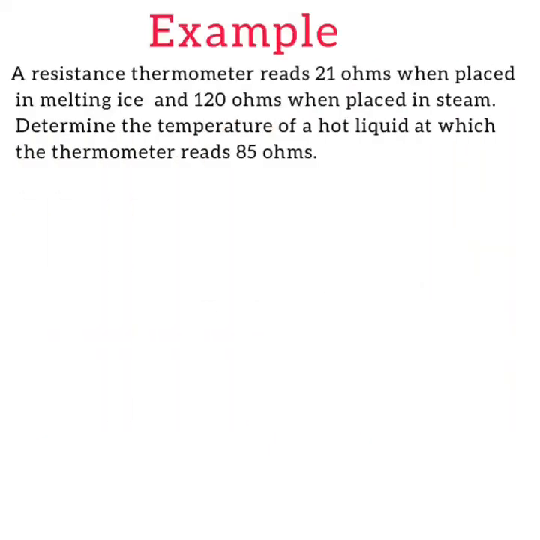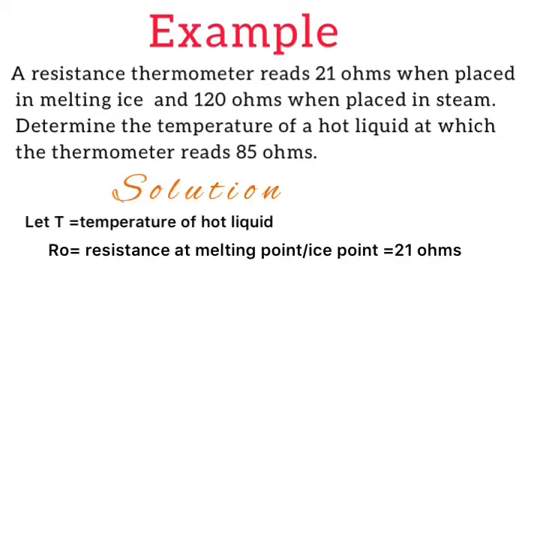Let's take an example. So let's consider the question above. It reads, a resistance thermometer reads 21 ohms when placed in melting ice and 120 ohms when placed in steam. Determine the temperature of a hot liquid at which the thermometer reads 85 ohms. By explanation, the question stated clearly that we are using a resistance thermometer, so that is a keyword. The 21 ohms is the resistance of the thermometer at the melting ice, which is the same as the resistance at 0 degrees Celsius, and the 120 ohms is the resistance at 100 degrees Celsius, which is the steam point. We are supposed to determine the temperature of the hot liquid at which the thermometer reads 85 ohms. So our R subscript T here will be 85 ohms.